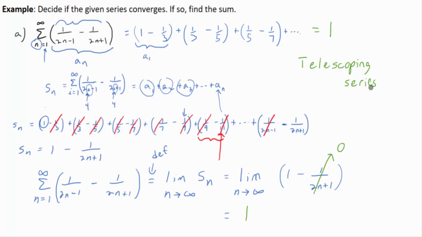It will possibly be a telescoping series if it has this sort of form where you have a rational function minus another rational function. I suppose it doesn't have to be a rational function, but think of it as a fraction minus another fraction. It could be a telescoping series if it has that form. And so it's a classic trick for finding the sum.